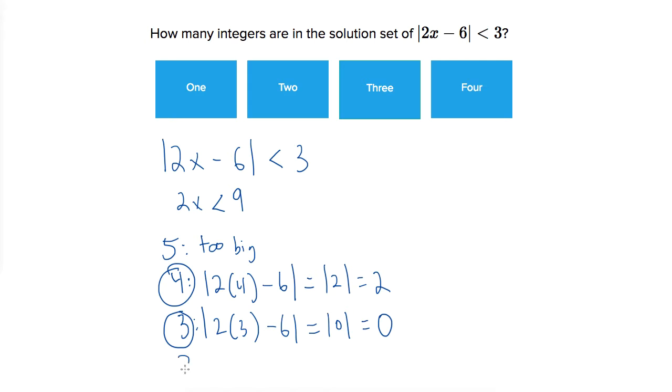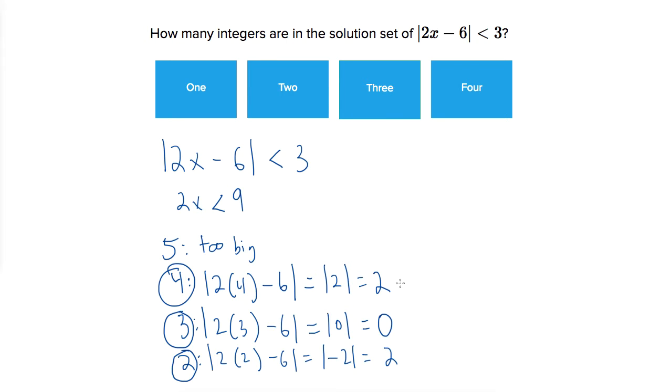So let's try 2. 2 gives us 2 times 2 minus 6, which is 4 minus 6, which is the absolute value of negative 2. The absolute value of negative 2, recall that that is positive. It's 2. The absolute value of a negative becomes that number positive. So that's 2. That's less than 3, so that works.